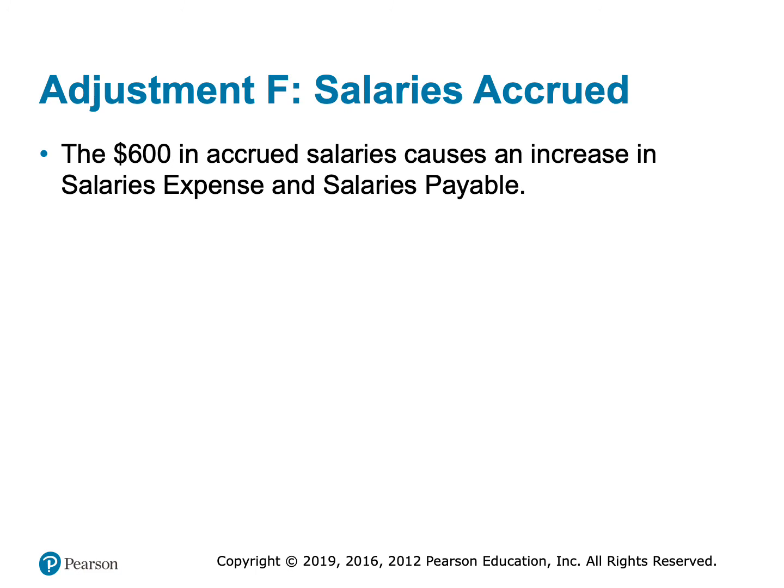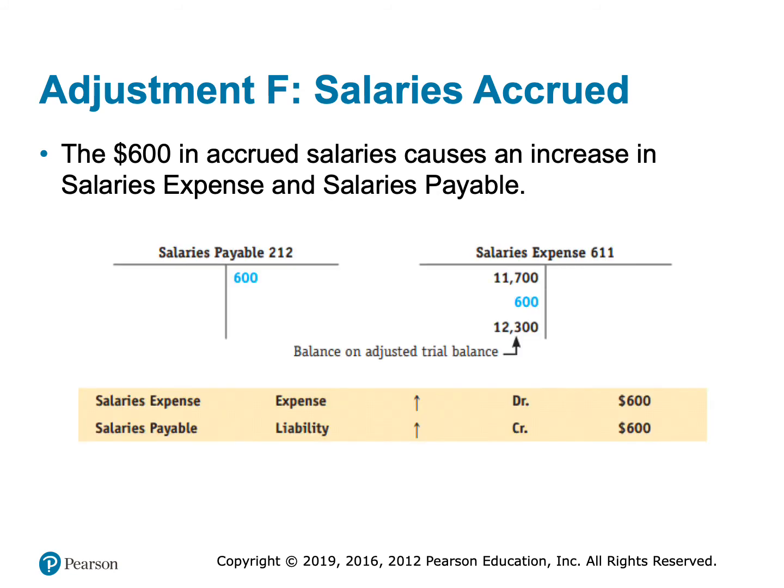And here I have $600 of accrued salaries. These, remember, are salaries that my employees have earned, but I'm not going to pay them because it's not payday yet. So I'm going to debit salary expense and credit salaries payable to increase both of those accounts, increase both the expense and the liability account.